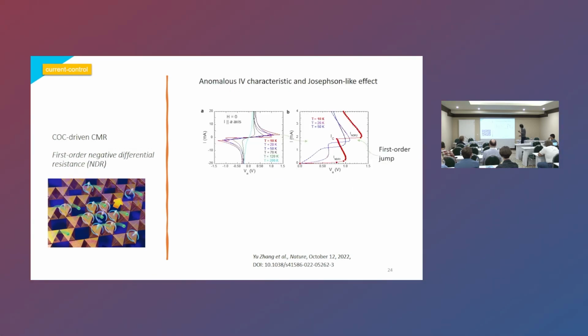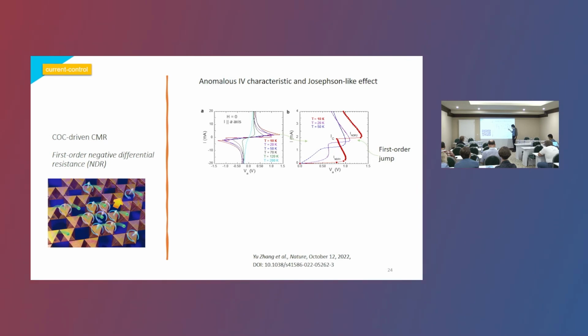And so, as I mentioned earlier, we also see very unusual IV characteristics. Okay, and we also see a Josephson-like effect. So this is the overall picture. Then this is a zoom-in picture. You can see that this is I, this is V, current voltage. So at very small current, Ohm's law is obeyed.